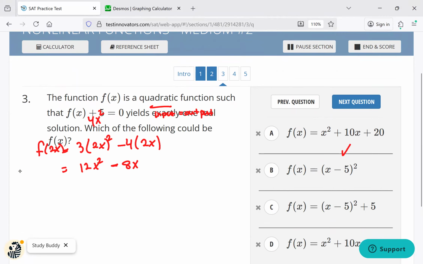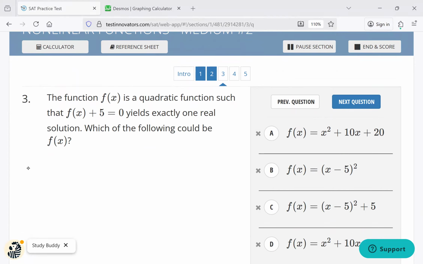Okay. Question 3. This one I kind of got wrong the first time. Function f of x is a quadratic function such that f of x plus 5 equals 0 yields exactly one real solution. Which of the following could be f of x? How do you know if a quadratic has one solution? That means it only crosses the x-axis once. This would be twice, right? One real solution would be something like this.